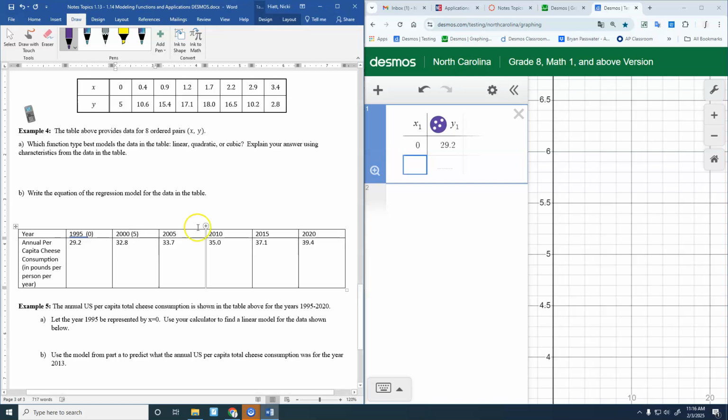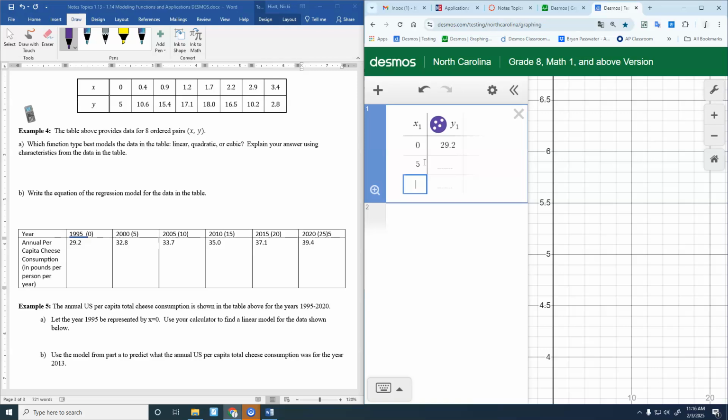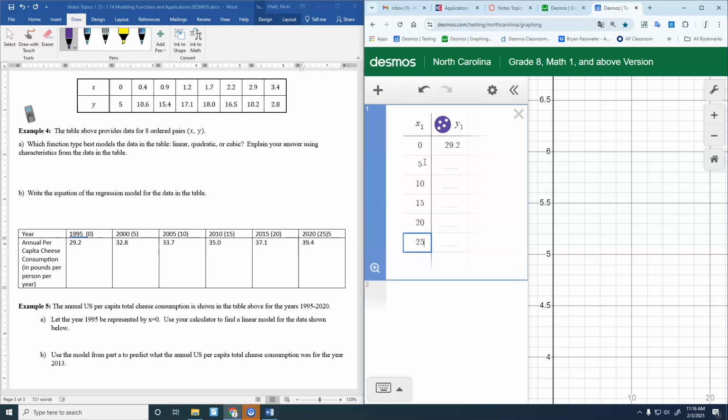5. Going up by 5? Yep. Okay, what about 2005? 10, 15, 20, and 25. So since it tells you to do that, you want to start at 0 and go up by 5s. It's not always by equal increments. What you could do here is just take the year and subtract 1995 from it. So if they gave you 2018, 2018 minus 1995, you'll get the number there.